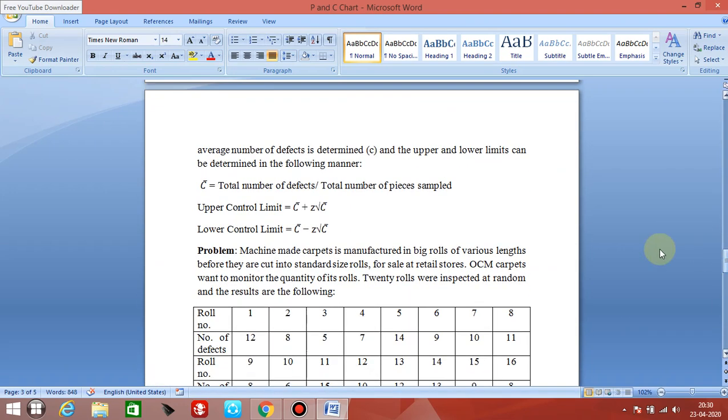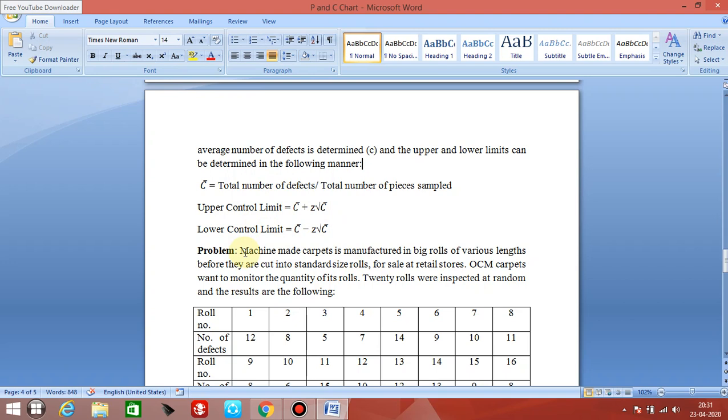The average number of defects is determined by C. And the upper and lower control limits can be determined in the following manner. That is C bar equals total number of defects divided by total number of pieces sampled, where upper control limit is C bar plus Z into root over C bar, lower control limit is C bar minus Z into root over C bar. These two things you have to remember.